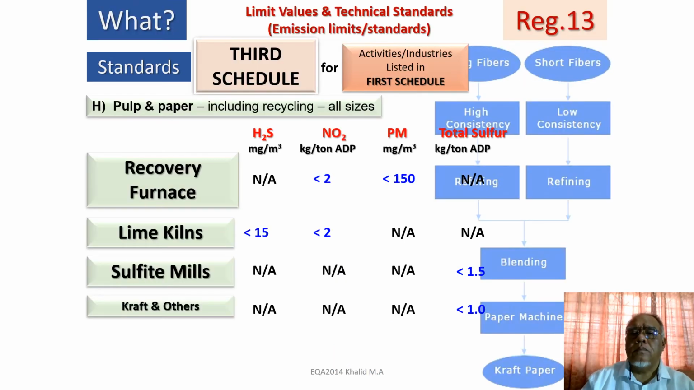Simple as that. Now, this is the tabulated display or representation of what is written in the law. First of all, we have the different types of paper processing equipment on this side, not different types of furnaces. We have recovery furnace, lime kiln, sulfite mills, kraft, and others.